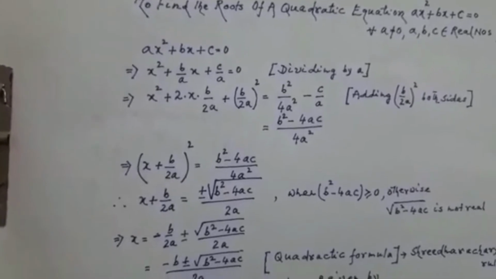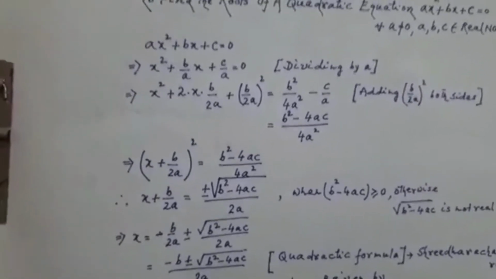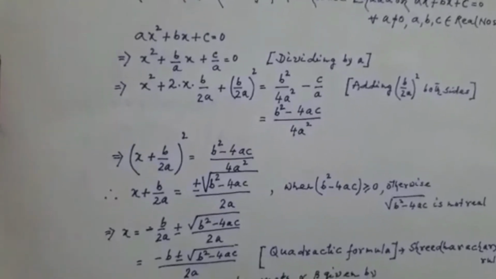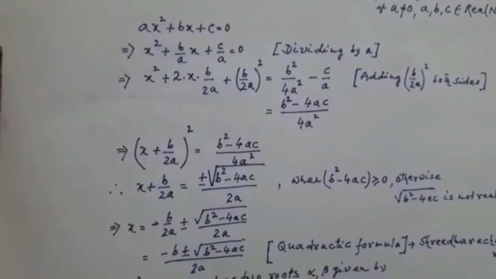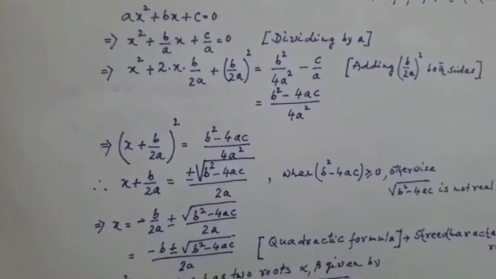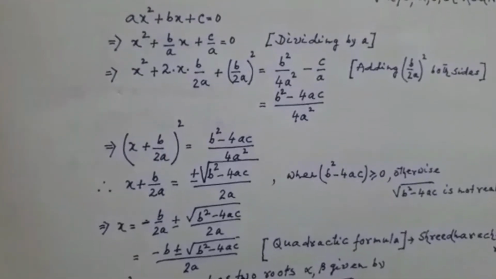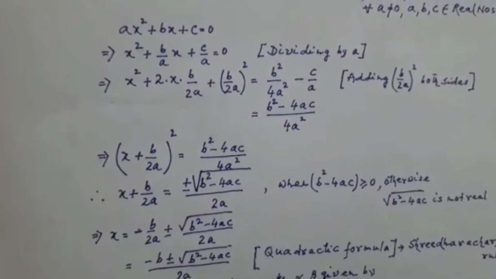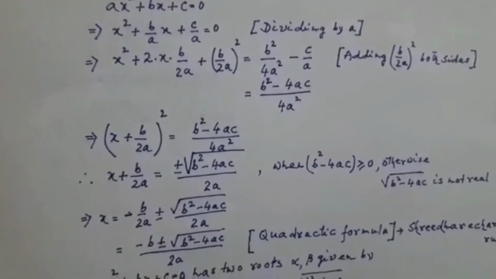= (b² − 4ac)/4a², and therefore x + b/2a = ±√(b² − 4ac)/2a, when b² − 4ac ≥ 0, otherwise √(b² − 4ac) is not real.